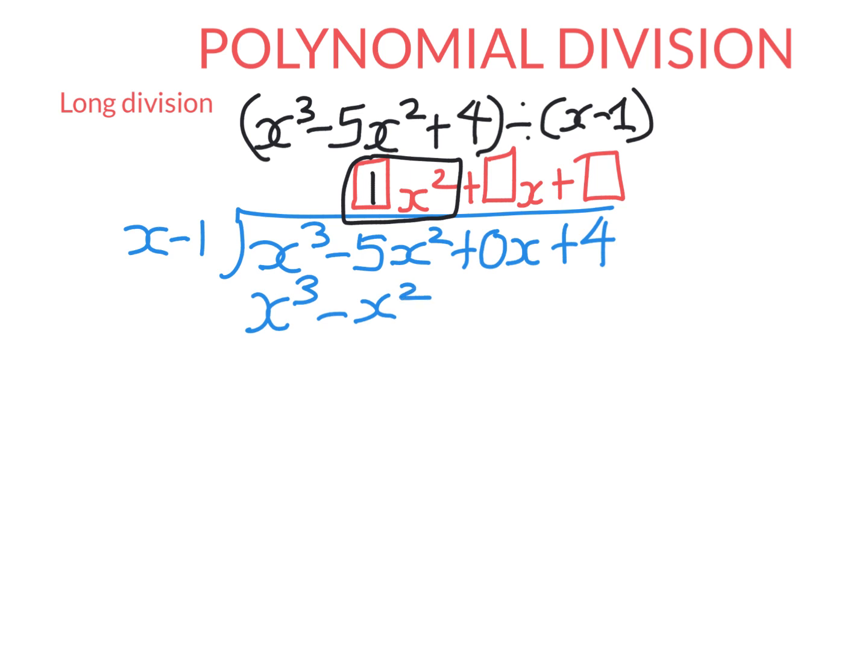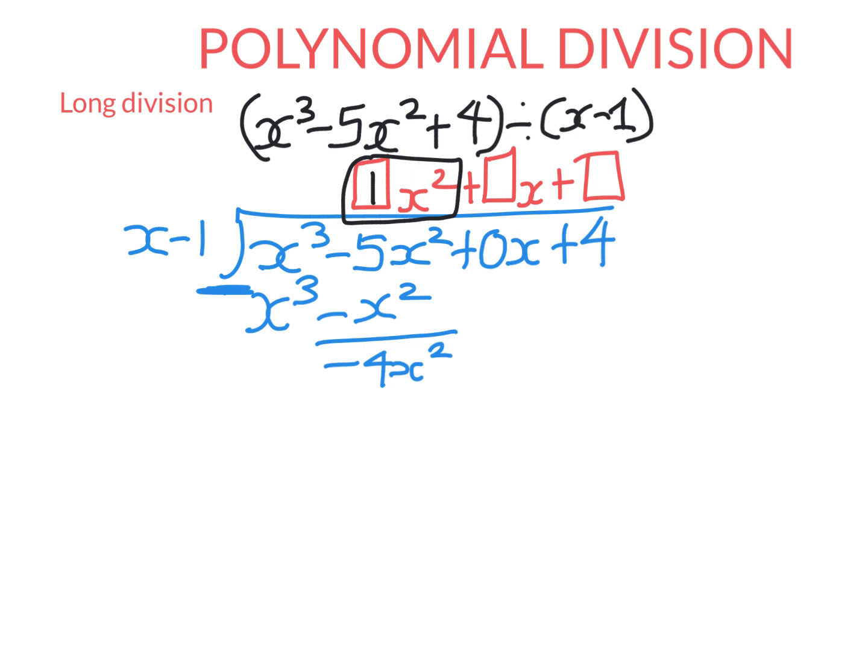What have we actually done? Well, when I expand this times this, we won't get x cubed minus 5x squared. We will get x cubed minus x squared. So I'm actually off. Let's calculate the remainder. We do that by subtracting. So negative 5x squared minus negative x squared, of course, gives negative 4x squared. I'm off by negative 4x squared.